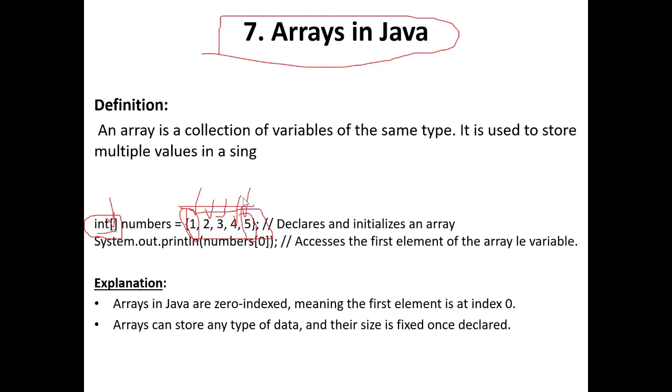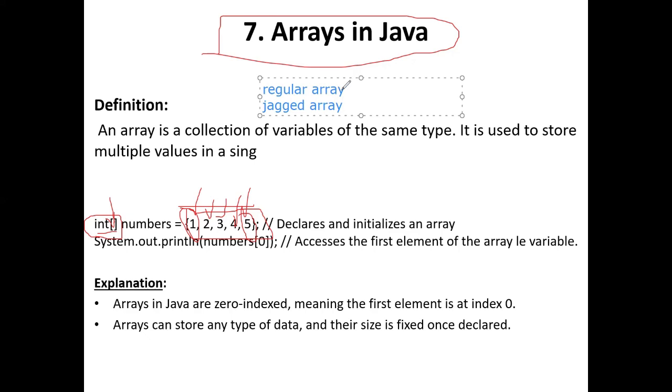So there are types of array here. One is a regular array. Another one is a jagged array. See here, there are two types of array we have.